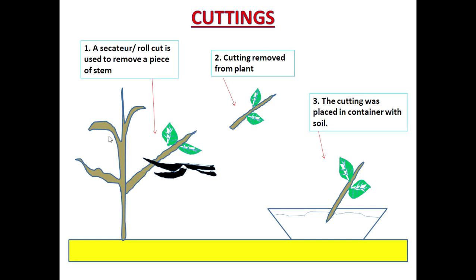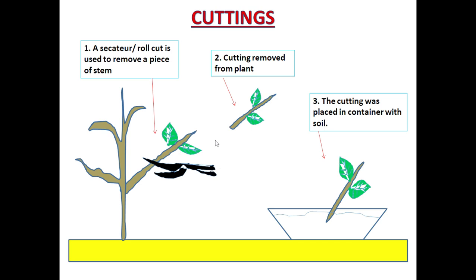After you have selected the plant, you will select a stem on the plant. So in this case, this is a stem that was selected. A secateur or a roll cut is used to remove a piece of the stem. This tool here is your secateur or your roll cut, which is like a scissors, and it will be used to take the cuttings off the plant.